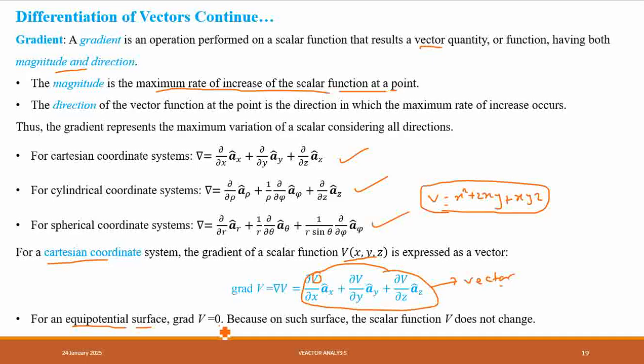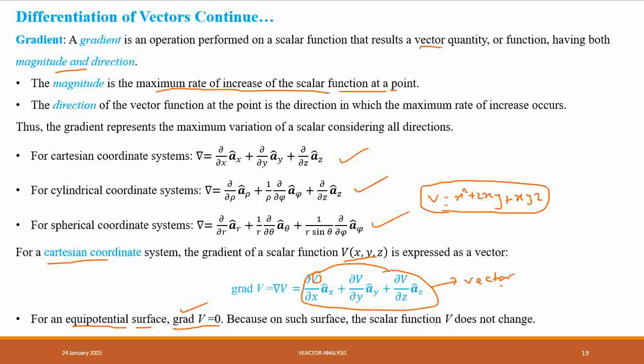When will it show? If the gradient of v, suppose v is a function of x, y, z, comes out as 0, then we can say that the surface is equipotential. Why? Because on such a surface the scalar function v doesn't change. Because there is no change, the value will be 0.